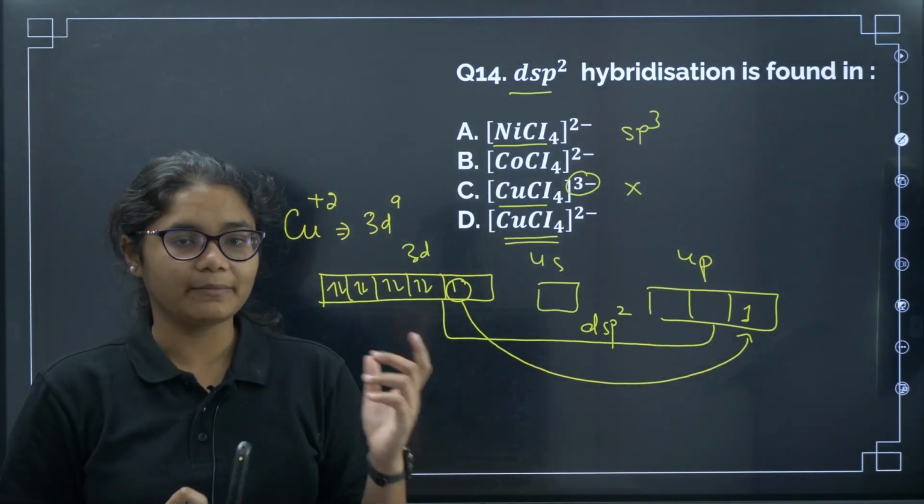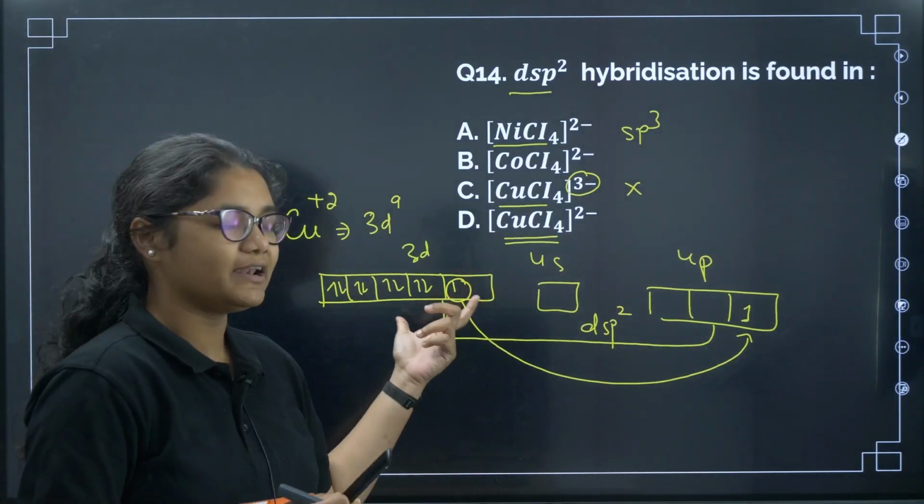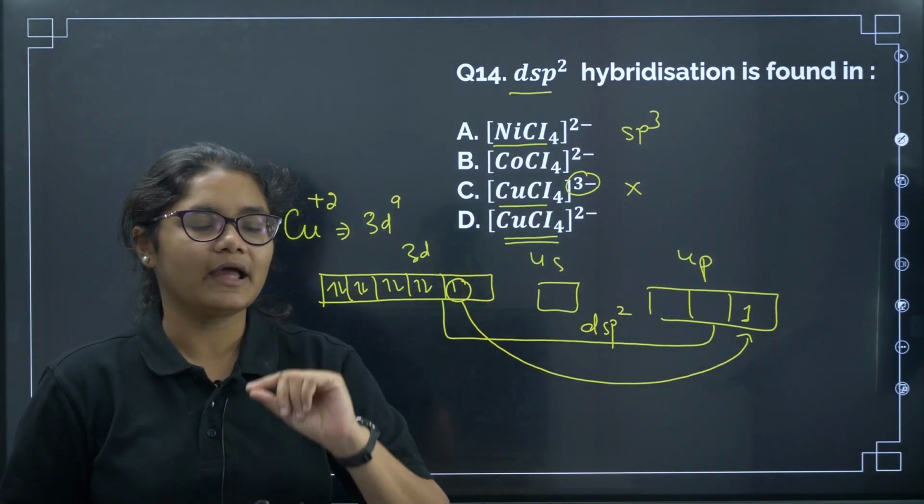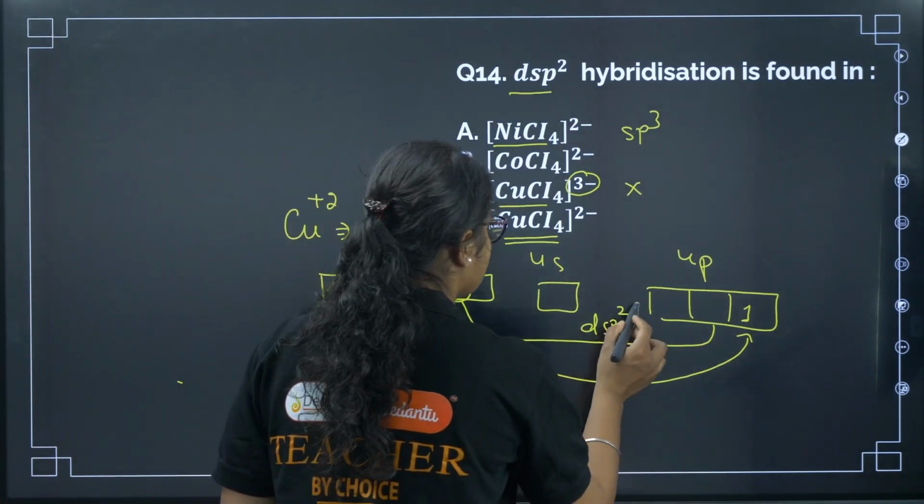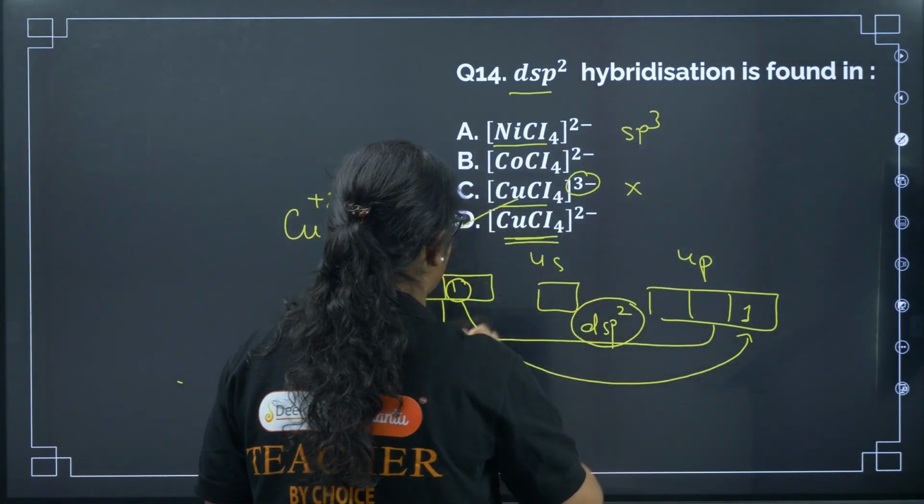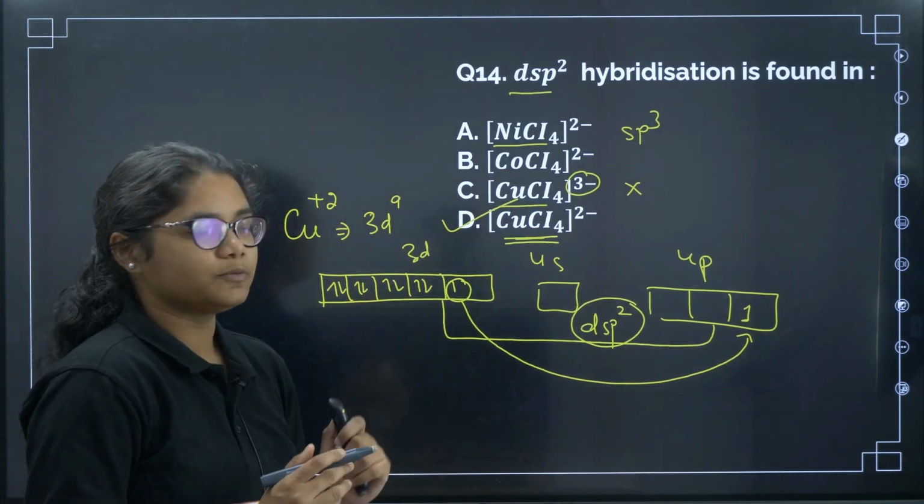These are the demerits, or you can say the limitations of valence bond theory, which could not be explained, and that is why we need crystal field theory. So the hybridization for [CuCl4]2- is dsp2. So the correct answer is your option number D.